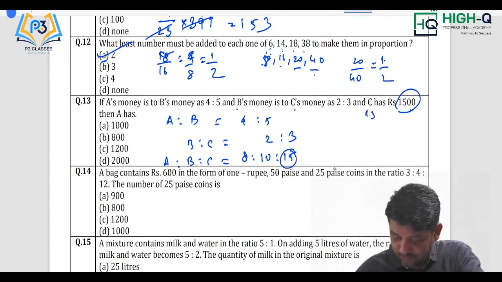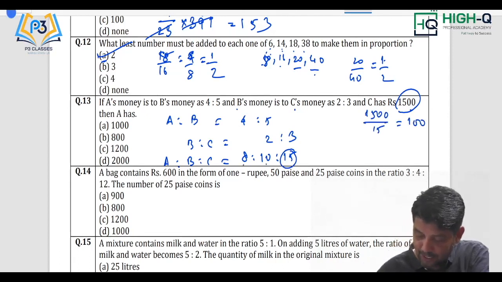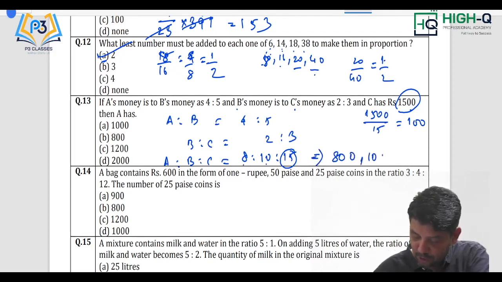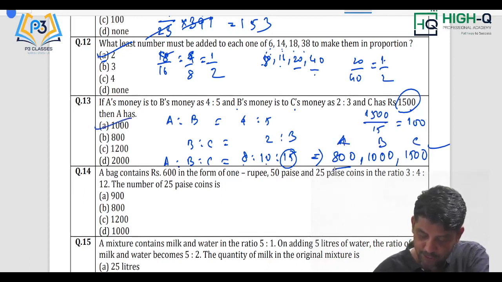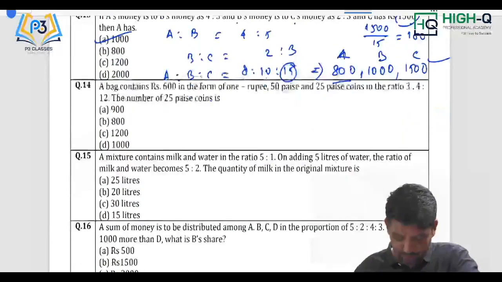100, because 1500 divided by 15 is equal to 100. So, what I do is I multiply 100 with each and every value: 800, 1000, 1500. Yes, this is A share, B share, C share. So A has how much, my dear? 800. Direct answer. Why waste our time?